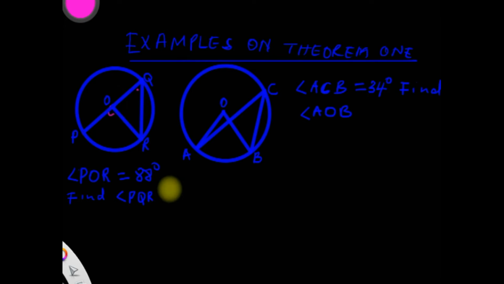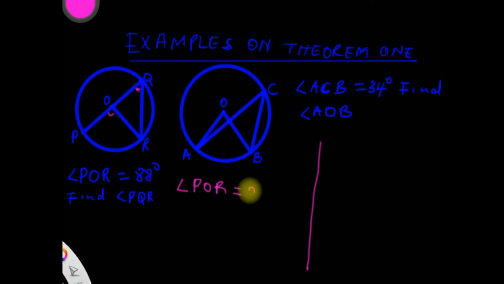Fine. So we are from theorem 1. What do you remember from theorem 1? In theorem 1 we learned that the angle subtended by an arc at the center of the circle is always equal to 2 times the angle formed by the same arc on the circumference. Have you seen? So it means that angle POR is equal to 2 times this angle PQR.